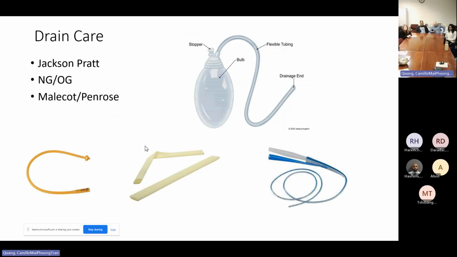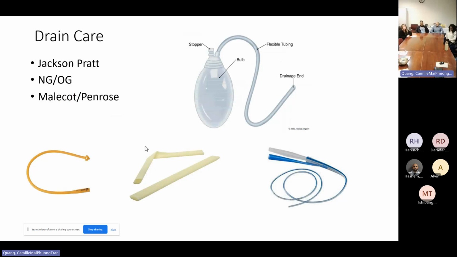Every day, we typically strip these drains. You see us grab the hand sanitizer and pull to get out any clots or things that could cause them to be obstructed. These bottom two right here do not have suction associated with them.